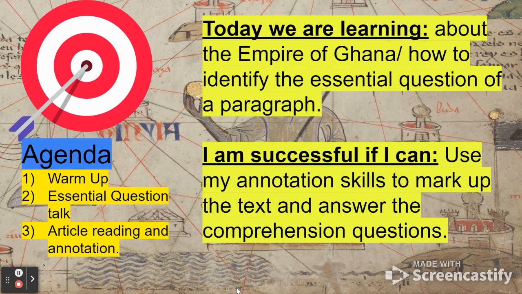Our agenda today is we'll do the warm-up. That's done. We'll talk about essential questions for a second, and then we'll read the article and do some annotations. That should go through till the end of class. That's how it's been pretty much every class period so far.